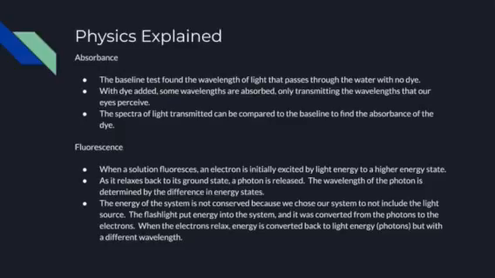For the physics of the absorbance, the baseline test found the wavelength of light that passes through the water with no dye. When it was added, some wavelengths are absorbed, only transmitting the wavelengths that our eyes perceive. The spectra of light transmitted can be compared to the baseline to find the absorbance of the dye. For the physics of the fluorescent dye, when a solution fluoresces, an electron is initially excited by light energy to a higher energy state. After this, it relaxes back to its ground state and a photon is released. The wavelength of the photon is determined by how many energy states were jumped.